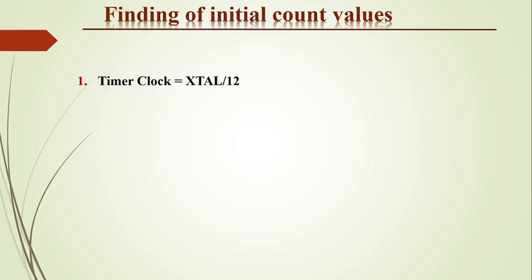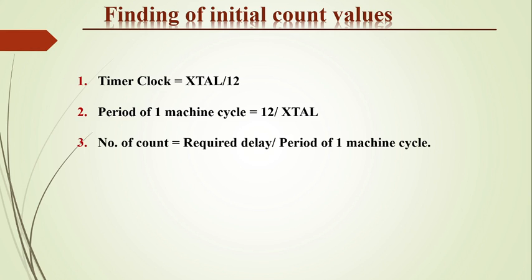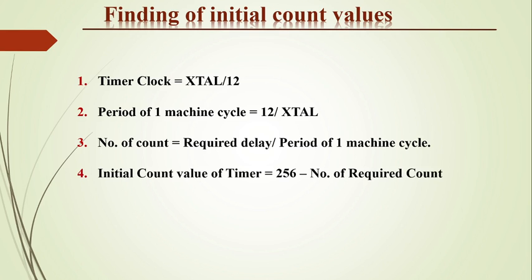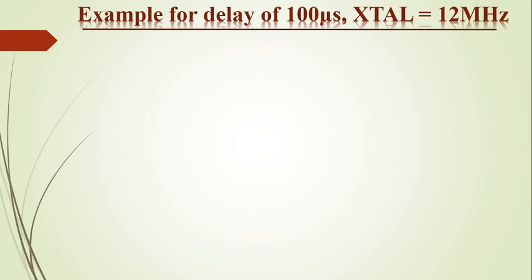Now to find the initial count: the timer clock is nothing but the crystal frequency divided by 12, and the period of one machine cycle can be calculated with the formula 12 divided by crystal frequency. To find the count, we use the formula required delay divided by the period of one machine cycle. And to find the initial count of a timer, the formula is maximum count minus the required count, and as we are using these timers in 8-bit auto reload mode, the maximum count for 8 bits is 256.